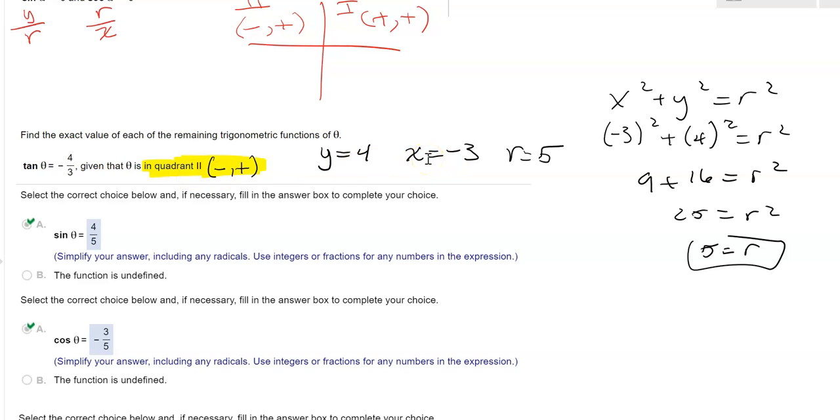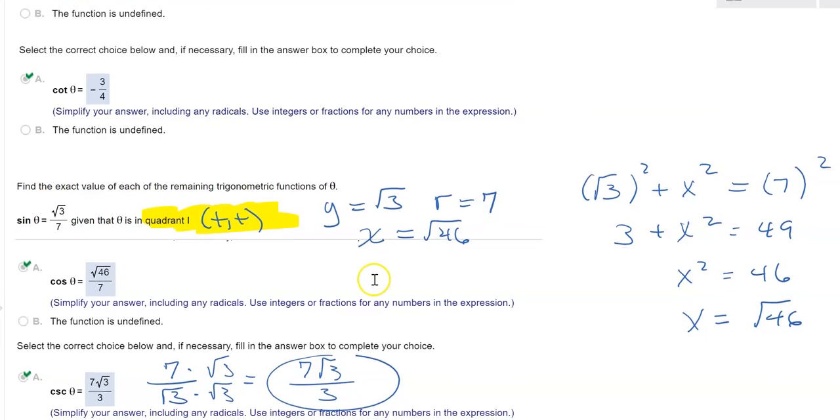These are things that, if you just disregard them, you can end up getting 4 out of the 6 things incorrect. Even though you do the work and find out that your radius is 5, you leave out the fact that one of your values is negative. And so just like above, we simply put sine as y over r, 4 over 5, and we continue that process for the rest of them.